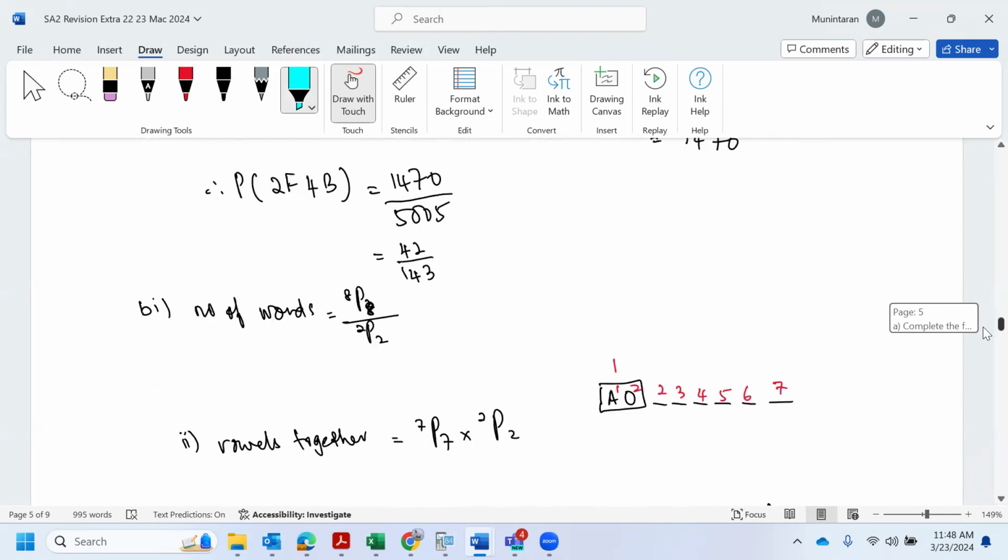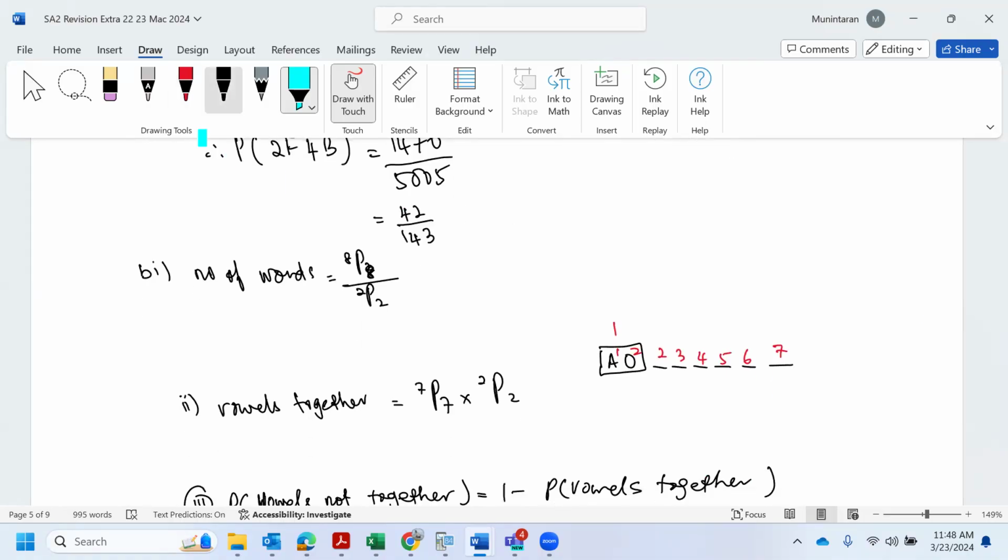It's not good. And that will give you, if I'm not mistaken, 20160. Vowels together, we still need to divide that by the 2 C's together, which is 2P2. That means we can cancel off. You will be getting 5040.